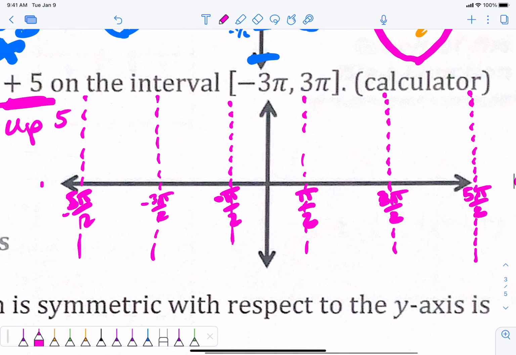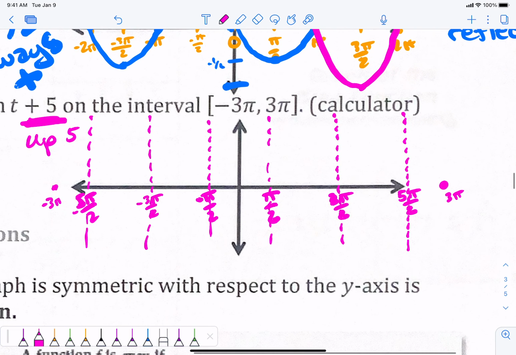So it's like halfway in between the vertical asymptote. -3 pi. Okay? Do you see why we're going from -3 pi to positive 3 pi? Because of this guy right here. That's what tells us. Okay?